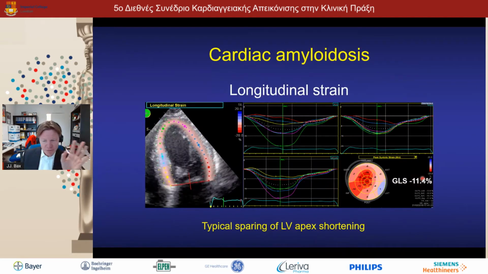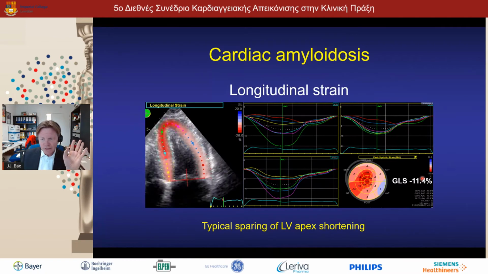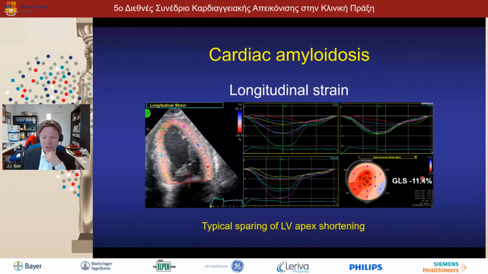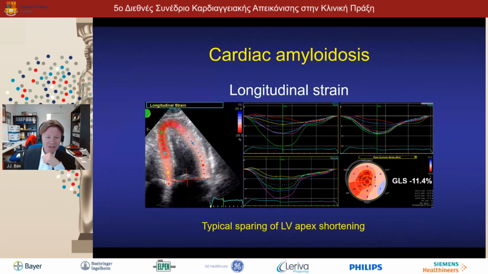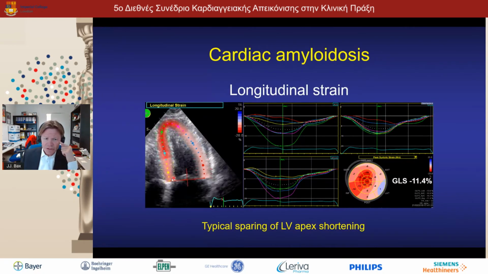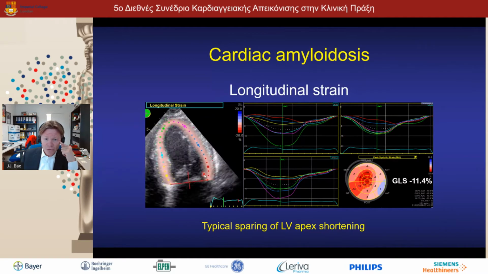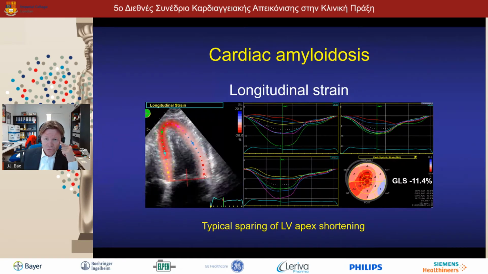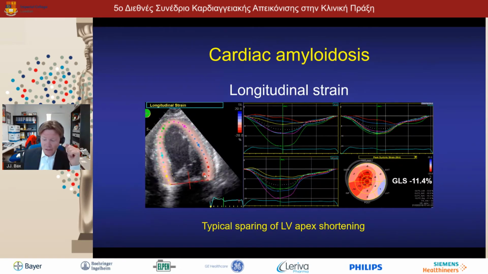So just forget about these minuses because it will confuse you. This patient has 11%, whereas systolic, everything looks perfect. Ejection fraction, 66%. This shows a lot of fibrosis or other depositions in the ventricle.